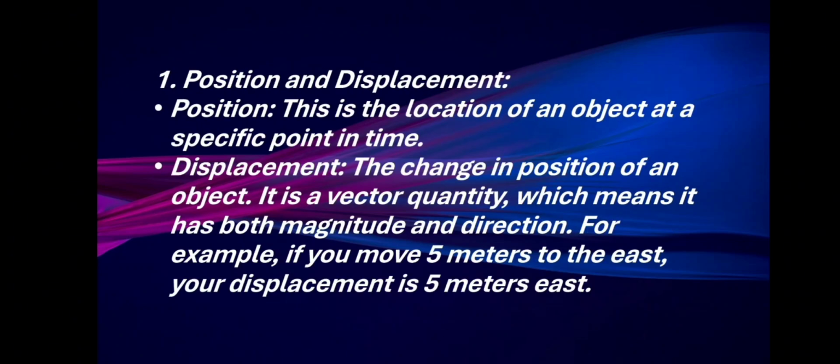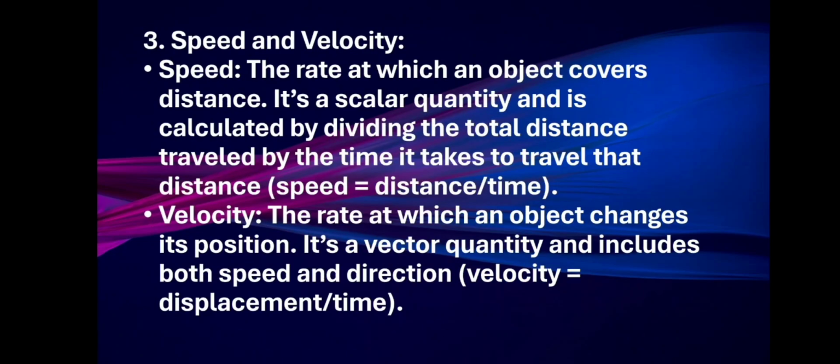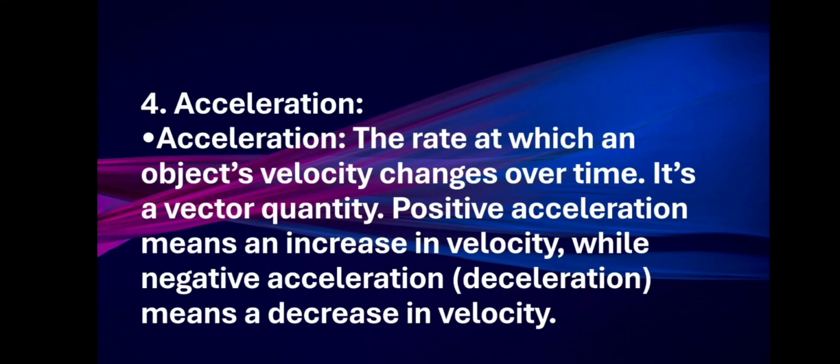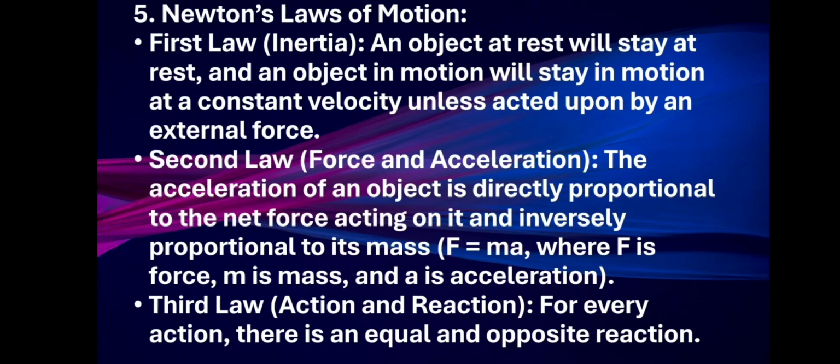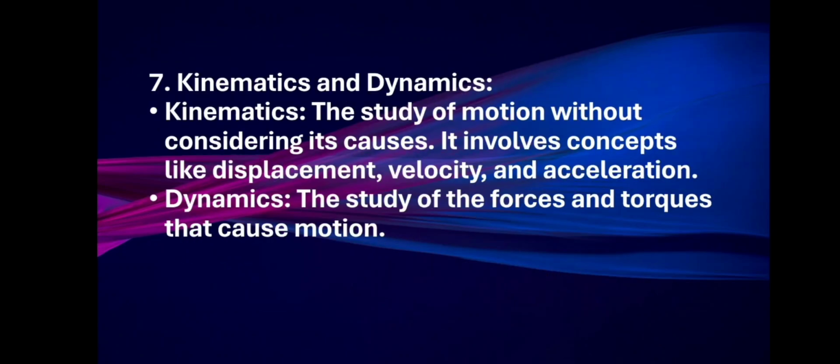So at first we learned position and displacement. What is position? What is displacement? After that we learned distance and displacement. Here we learned what is distance, what is displacement. Then we learned speed and velocity. We learned the formula of velocity and the formula of speed. On the next page we learned acceleration. What is acceleration? What is deceleration? Then we learned Newton's laws of motion and the formula of force. Then we learned types of motion: linear motion, rotational motion, oscillatory motion, and projectile motion. And at the end of the class we learned kinematics and dynamics.